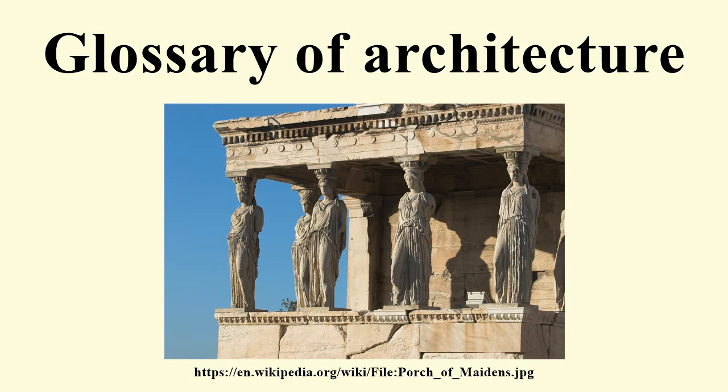Lintel, a horizontal block that spans the space between two supports. Loculus, an architectural niche that houses a body, as in a catacomb, hypogeum, mausoleum or other place of entombment. Loggia, a gallery formed by a colonnade opened on one or more sides. The space is often located on an upper floor of a building overlooking an open court or garden. Lunette, a half-moon-shaped space, either masonry or void.